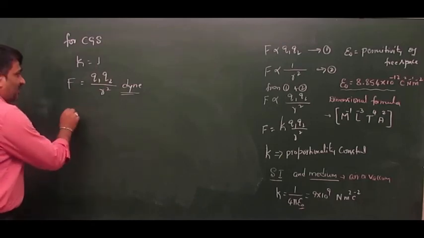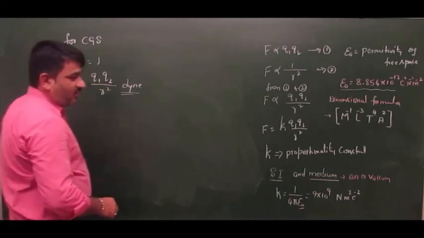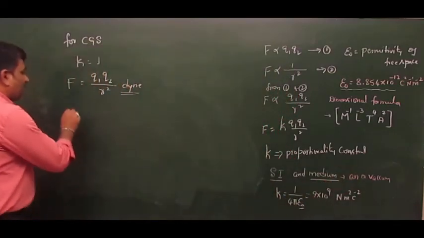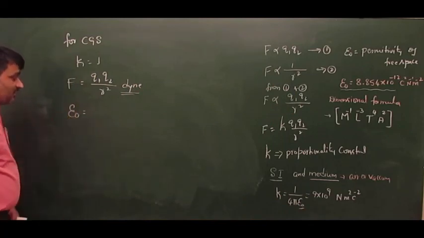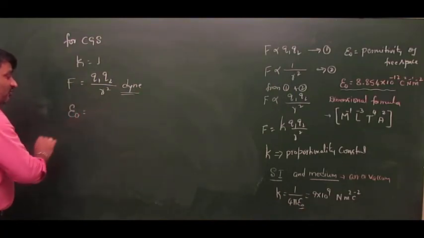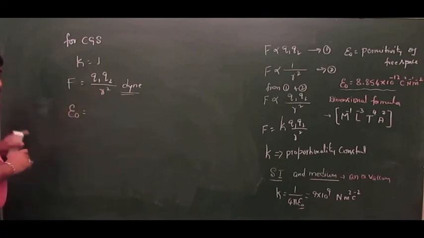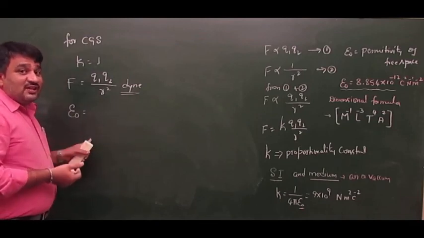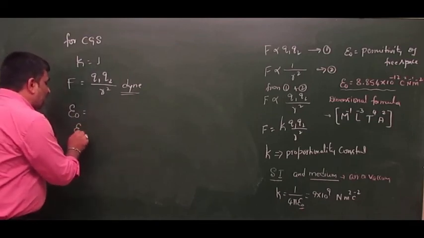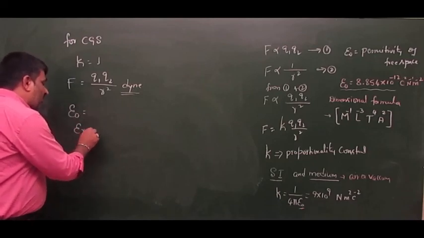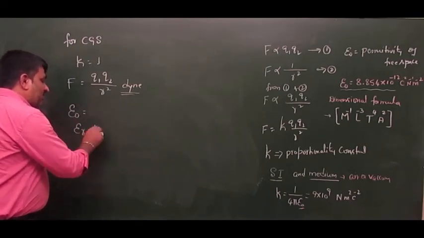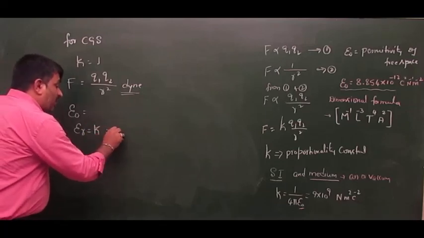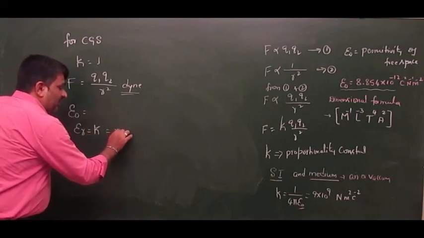And similarly, the K value depends on the air or vacuum. Similarly, epsilon naught means permittivity of the free space or vacuum. Similarly, for any other medium, that is a dielectric medium, it may be metals or it may be insulators, we can represent by capital K, that is the relative permittivity.